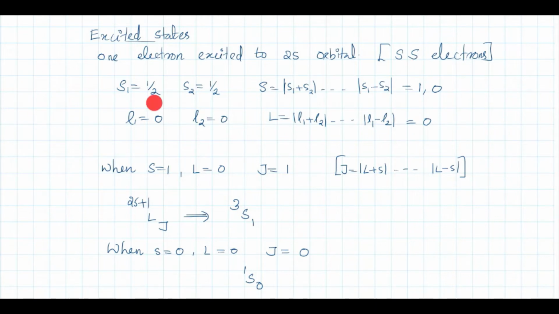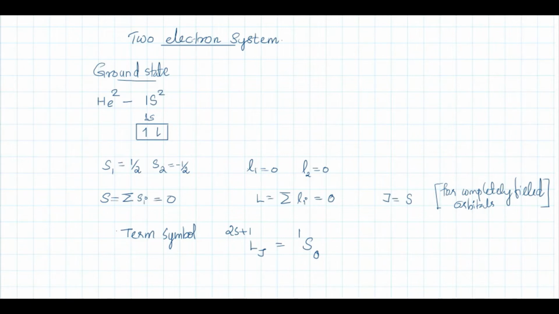Therefore, S1 will have a value half, S2 will have a value half. I am not writing plus half or minus half. Both these can be plus or minus, because in the excited state it is not going to obey the Pauli exclusion principle. Filling is not according to the Pauli exclusion principle. This electron which is excited to 2s can be in the upspin state also. Okay, it is not necessarily in the downspin state.